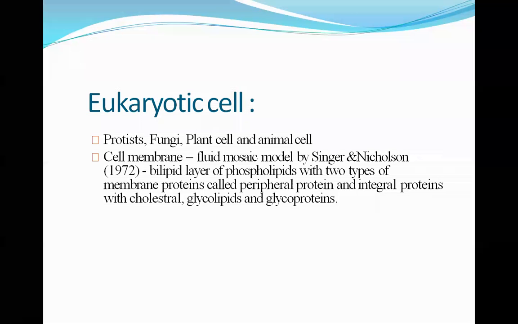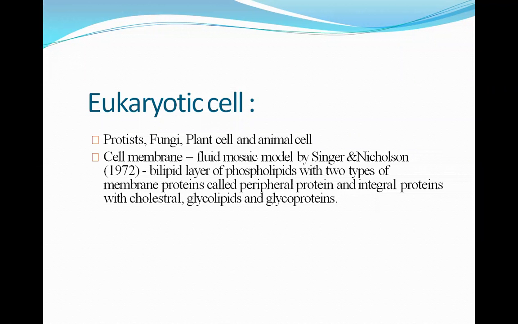Now see, this cell membrane possesses phospholipids, right? Bilipid layer: split the word bilipid into bi and lipid, right? Lipid means nothing but the fats. Bi means two. So there will be two layers of phospholipids, that means on the upper side and on the lower side. And these two phospholipid layers possess two types of proteins. First is the peripheral protein, and second is the integral protein, right?